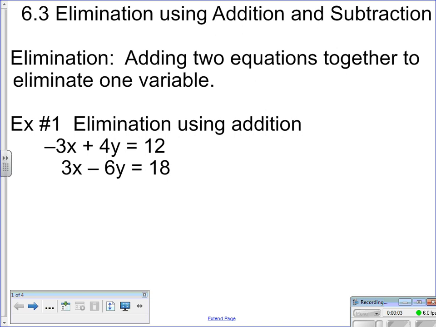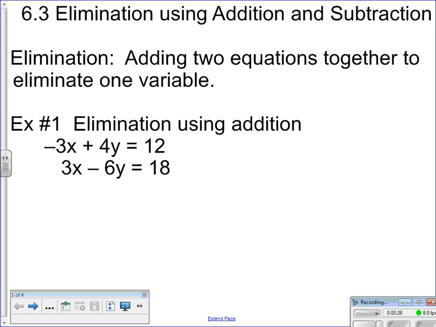Lesson 6.3, elimination using addition or subtraction. Now, elimination is about getting rid of one variable. The word eliminate means to get rid of something. So if you look at example number 1, you have to decide which variable you think I can eliminate?